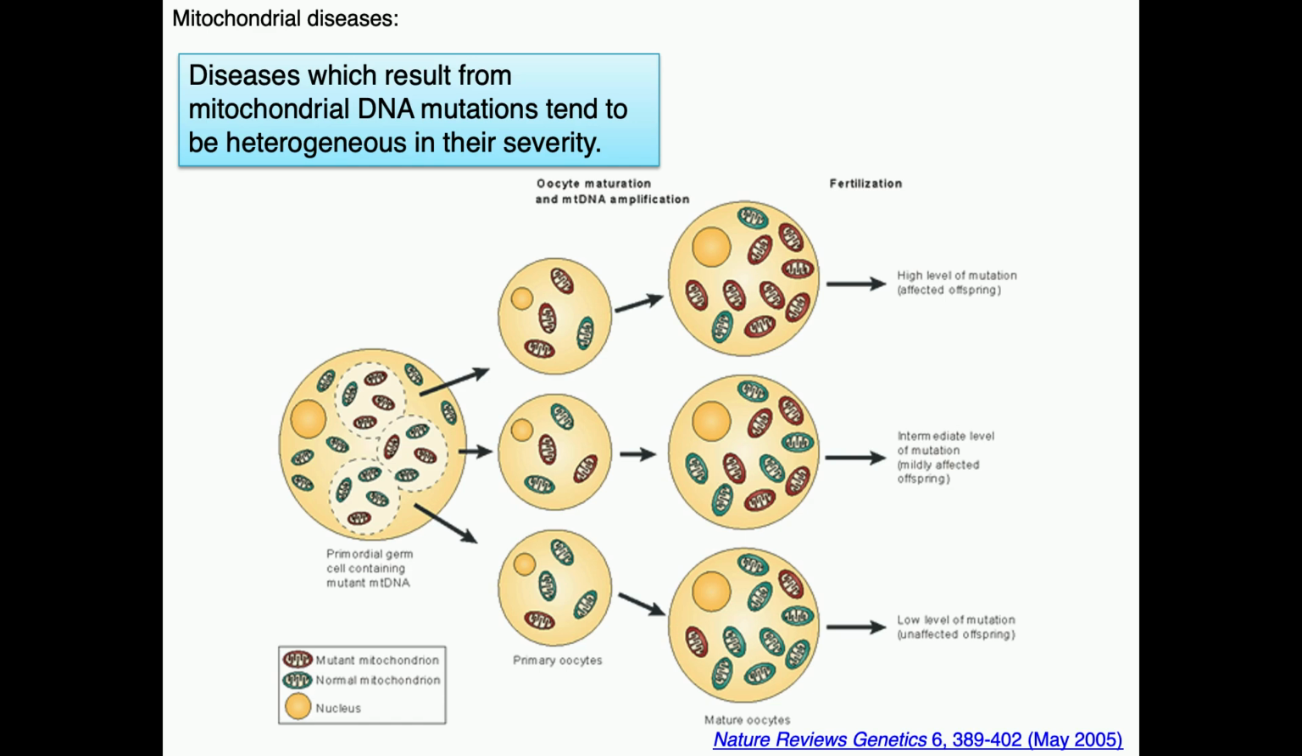Okay, so this is going to affect the presentation of the condition, so it may be completely silent if there's a low mutant dose, and it's also going to affect the ability of the offspring, if it's a female, to pass that condition on to any children that she may have. So does that make sense? Okay.